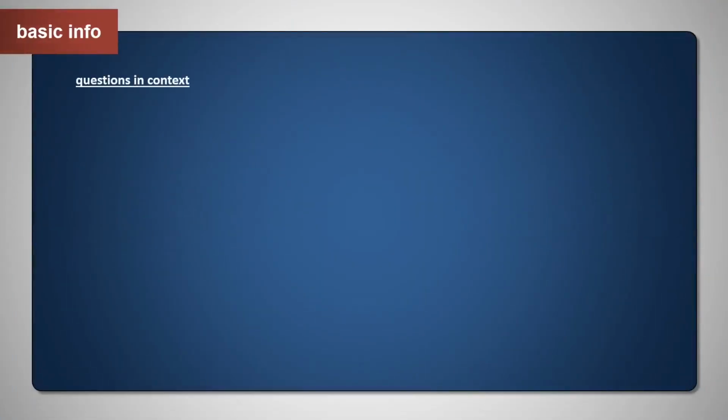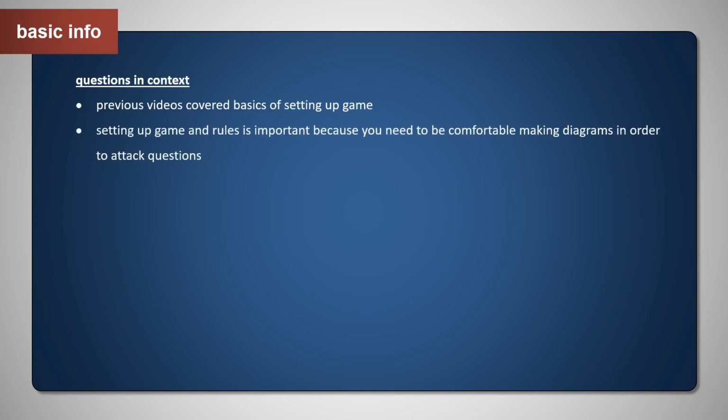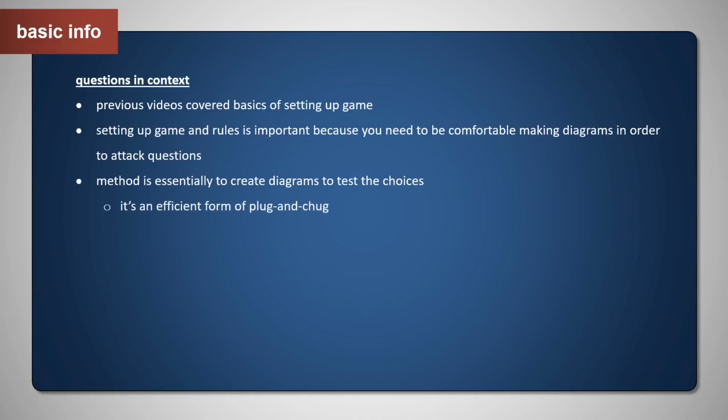So, with respect to the basic information, now the questions in context. What's going on with the questions? Well, the previous videos covered the basics of setting up the game. And setting up the game and the rules is important because you need to be comfortable making diagrams in order to attack questions. Essentially, my method is to create diagrams to test the choices. So you're making diagrams for each of the choices. Well, not for each of the choices, you'll see as it gets a little more complex, but you're working the choices with the diagrams, and it's an efficient form of plug and chug. We're going to go into a lot more detail on all of this as we hit the questions, but for right now, I'm just giving you an overview.